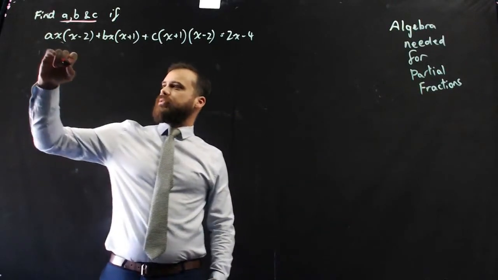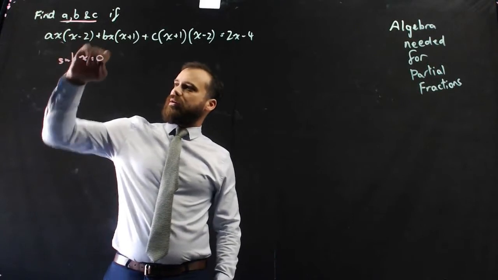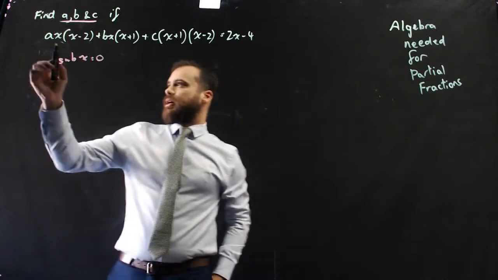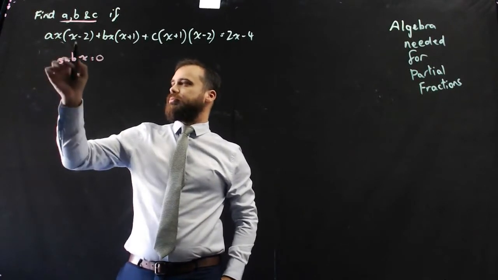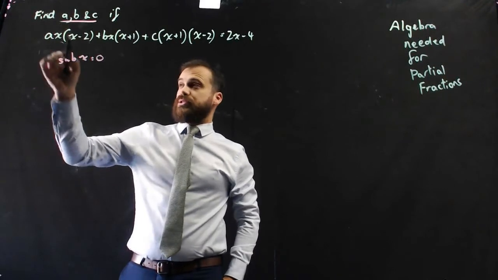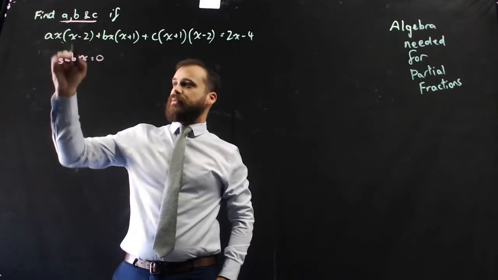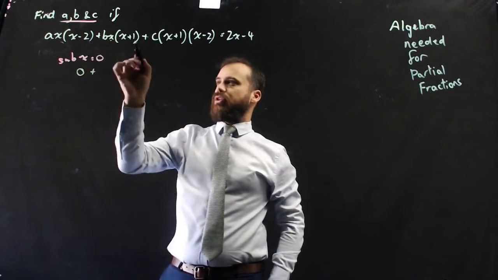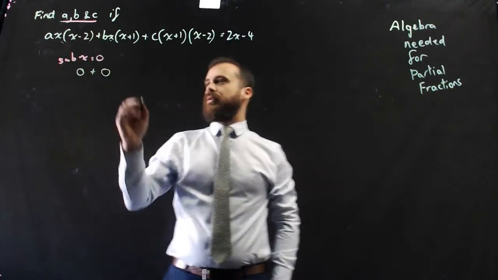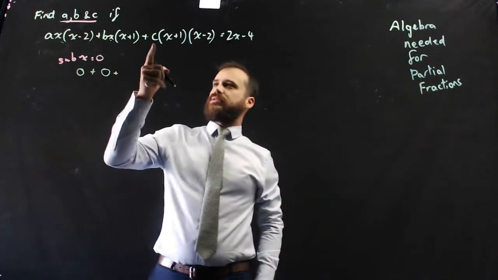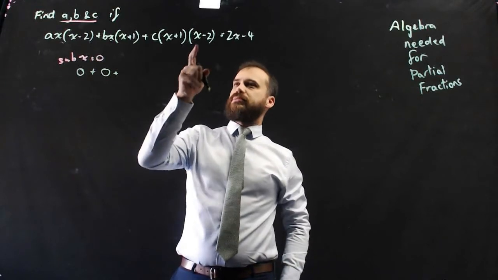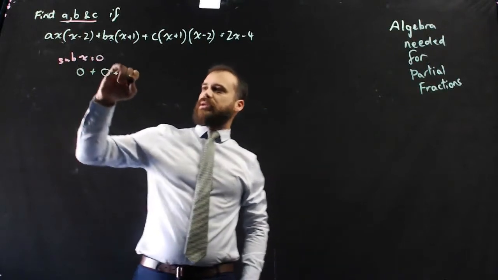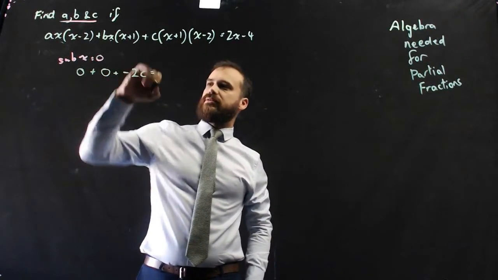Well, if I sub in X equals 0, if I put X equals 0 into this, watch what happens. A times 0 times 0 minus 2. A times 0 is 0, so that becomes 0. And then B times 0, that's going to become 0 times whatever that is. Well, that's going to be 0. And then I have C times 0 plus 1 times 0 minus 2. That gives me C times 1 times negative 2. That's going to be negative 2C.